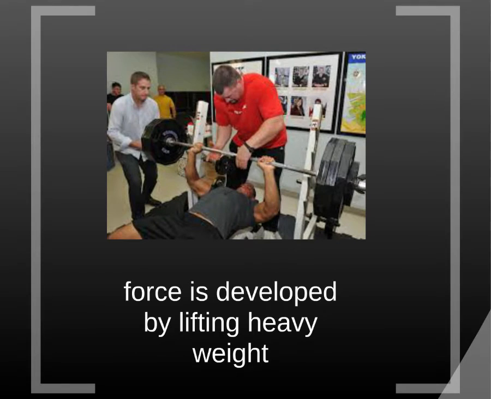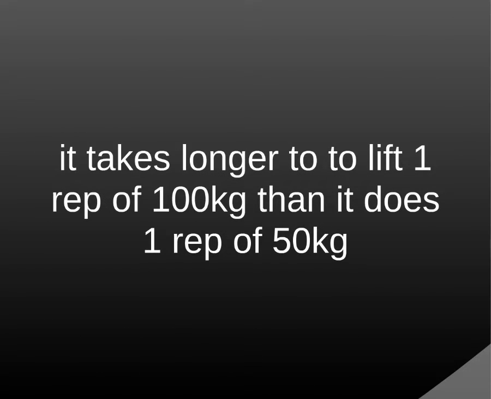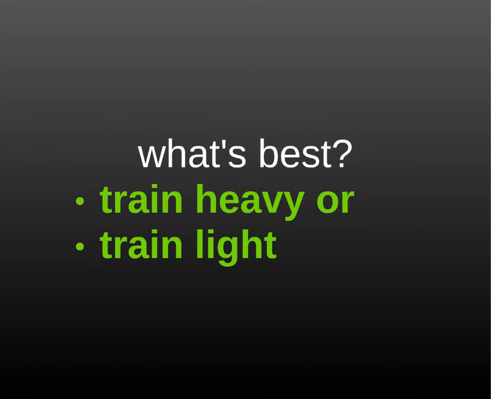Force is developed by lifting heavy weight, but the more weight you add, the speed at which the repetition can be done decreases. You need to have a think about what this means. If an individual's maximum bench press for 1 repetition is 100 kilograms, it would take them longer to perform that 1 rep than if there was just 50 kilograms on the bar. This creates a bit of a dilemma for the athlete and coaches. Is it best to train heavy and to try and move the force or weight quickly? Or is it best to train light and actually perform the repetitions quickly?